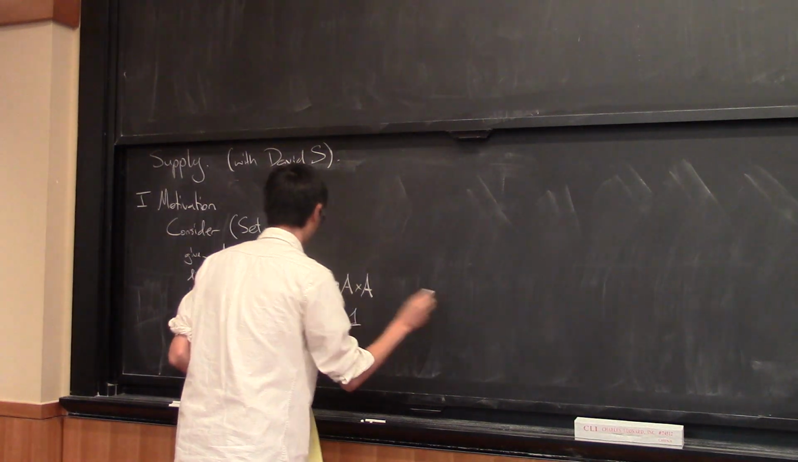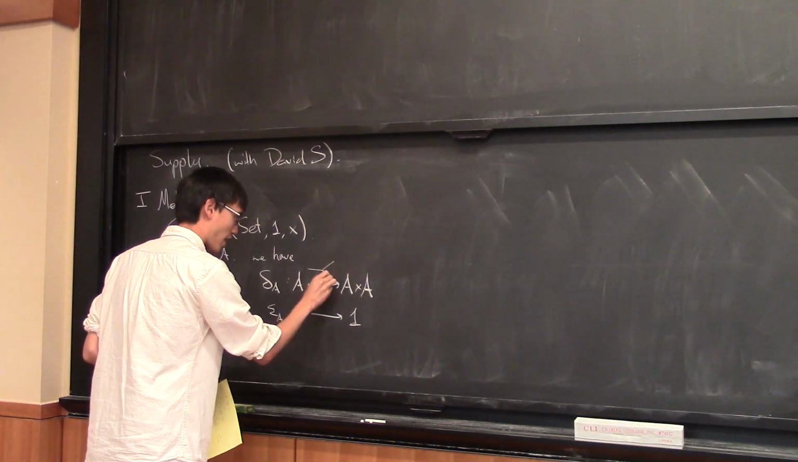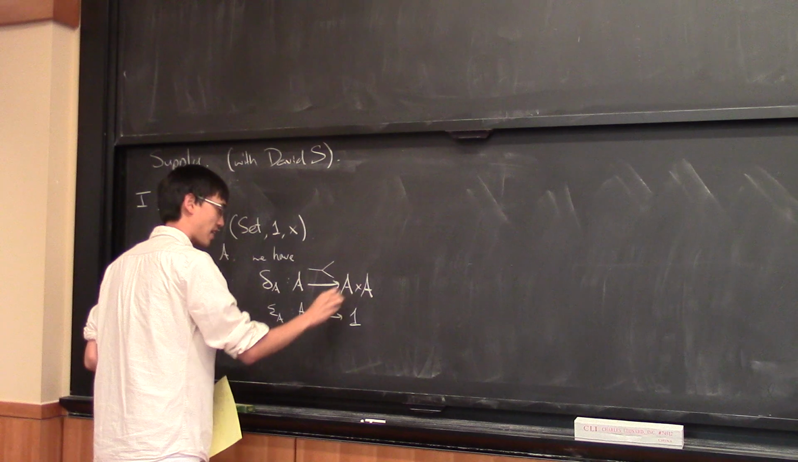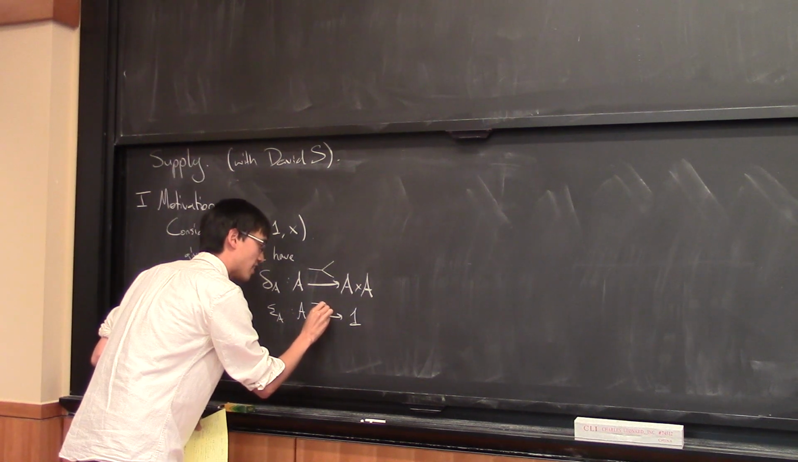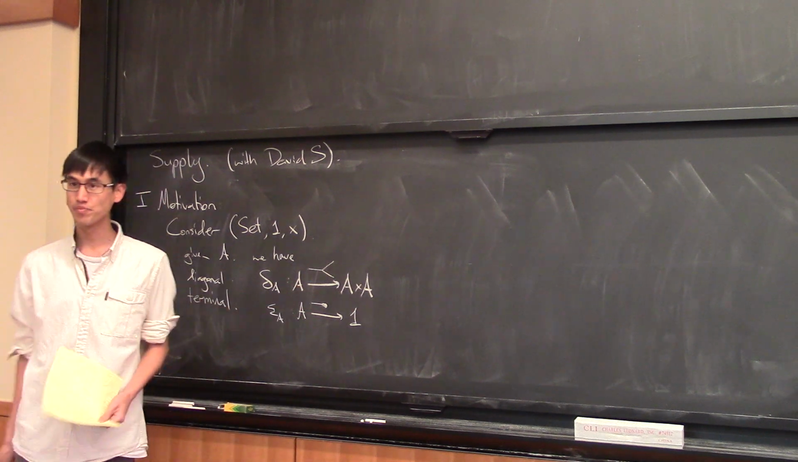We might draw these things. I might draw this like this, where the Y is representing copies of A. So I take one copy of A and I duplicate it. And I might draw this like this, where I just take my A and I throw it out, and nothing comes out on the other end.